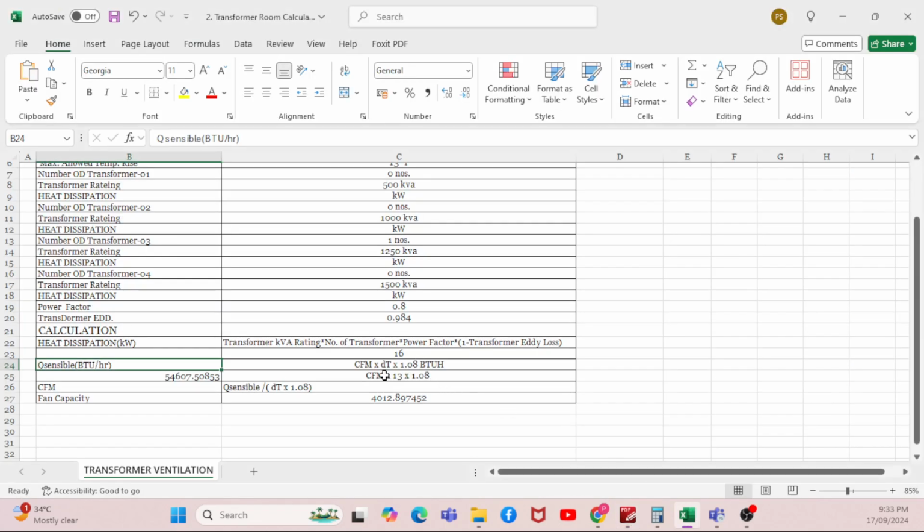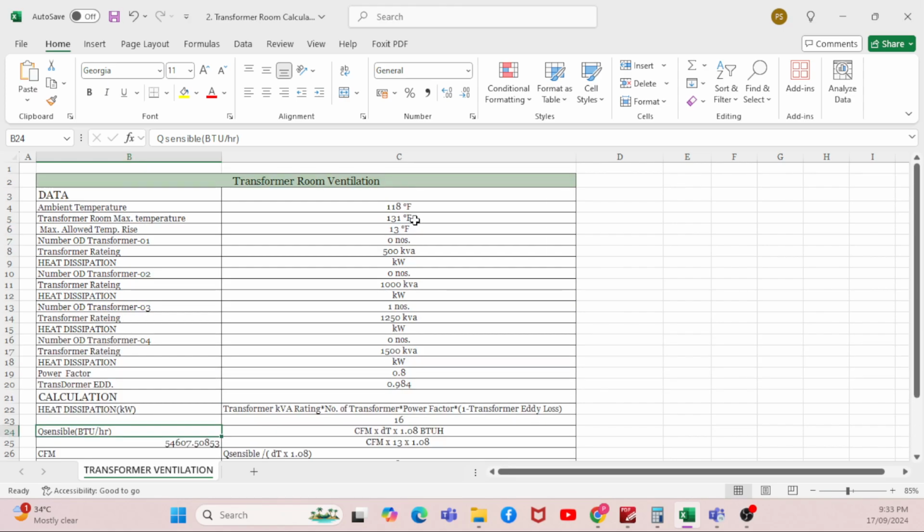You know the equation, which is sensible heat is nothing but CFM multiplied by delta T multiplied by 1.08. We are going to calculate the CFM. We know the heat dissipation value in BTU per hour. Whatever we calculated is in kilowatts, and you can convert into BTU per hour just by using the conversion formula. Then we calculated delta T, right?